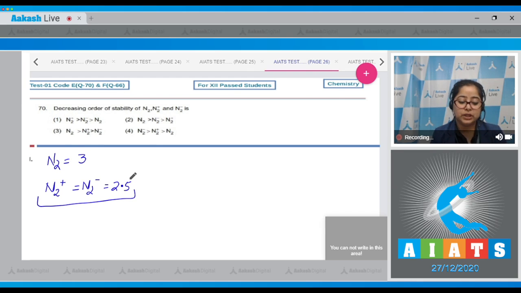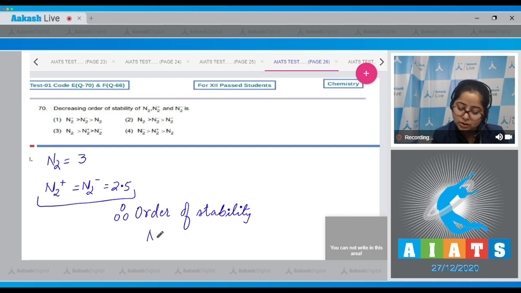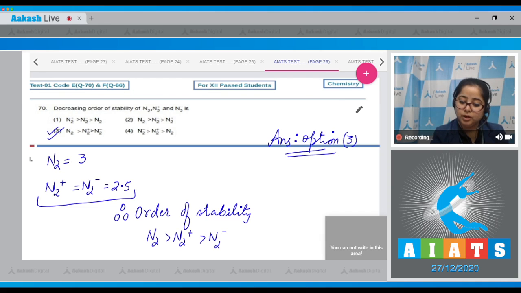So for these, student, we need to understand that when the bond order is same, if the last electron is in anti-bonding molecular orbital, then the species will be less stable. So in case of N2-, the last electron enters the anti-bonding molecular orbital. As a result, the stability of N2- is less than that of N2+. So here I'm writing order of stability, which is equal to N2, N2+, N2-. That means the correct answer is option number 3. Answer is option number 3. Moving to next question.